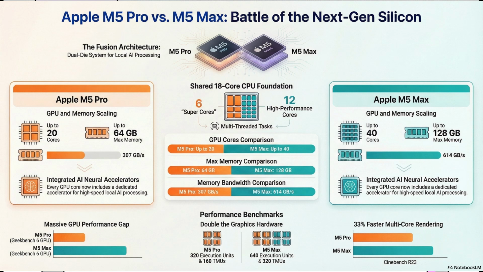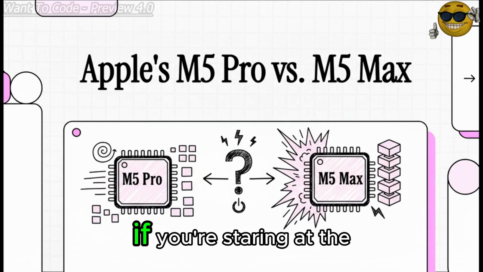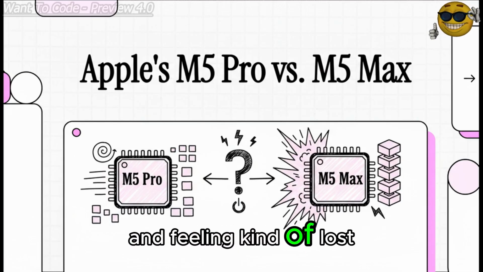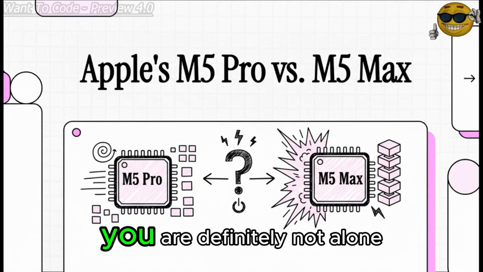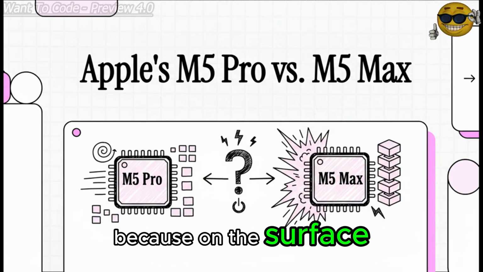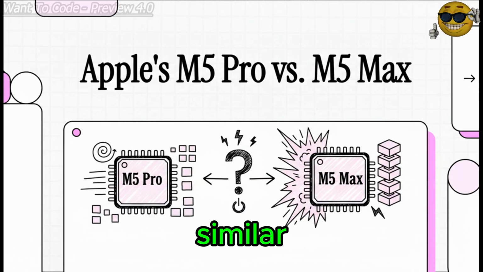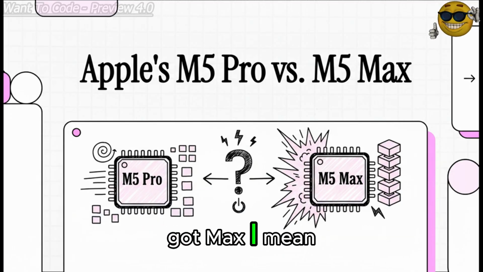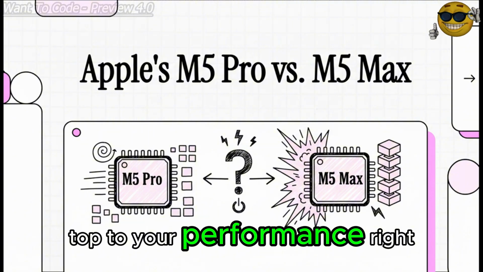So Apple just dropped its latest powerhouses, the M5 Pro and the M5 Max chips. And hey, if you're staring at the spec sheets and feeling kind of lost in all that technical jargon, you are definitely not alone. It's a really common feeling because on the surface, these names sound so similar. You've got Pro and you've got Max. I mean, both of them just scream top-tier performance, right?